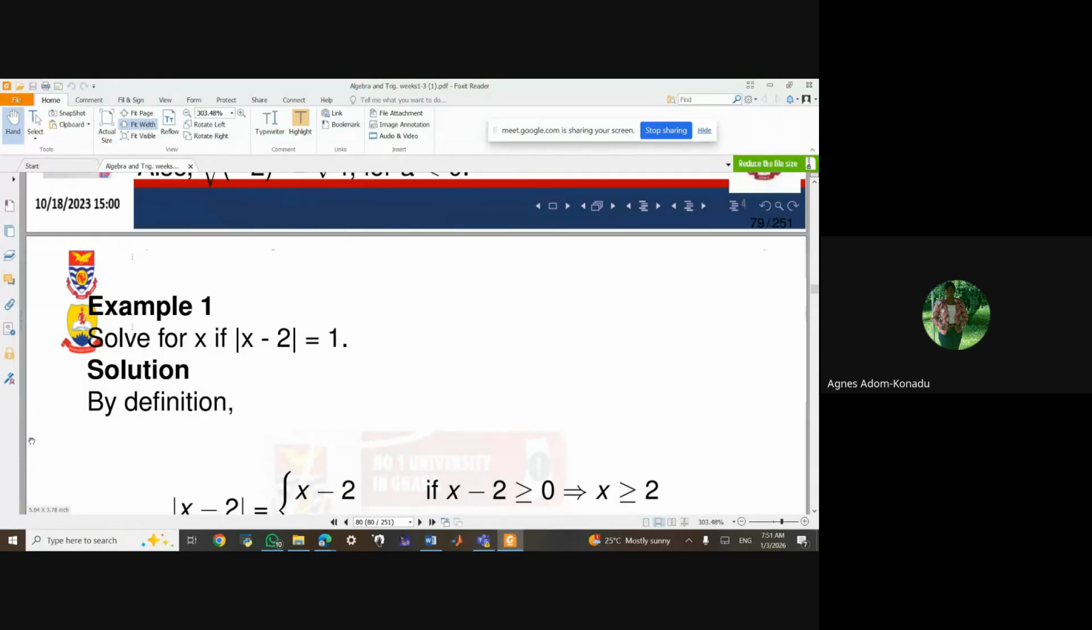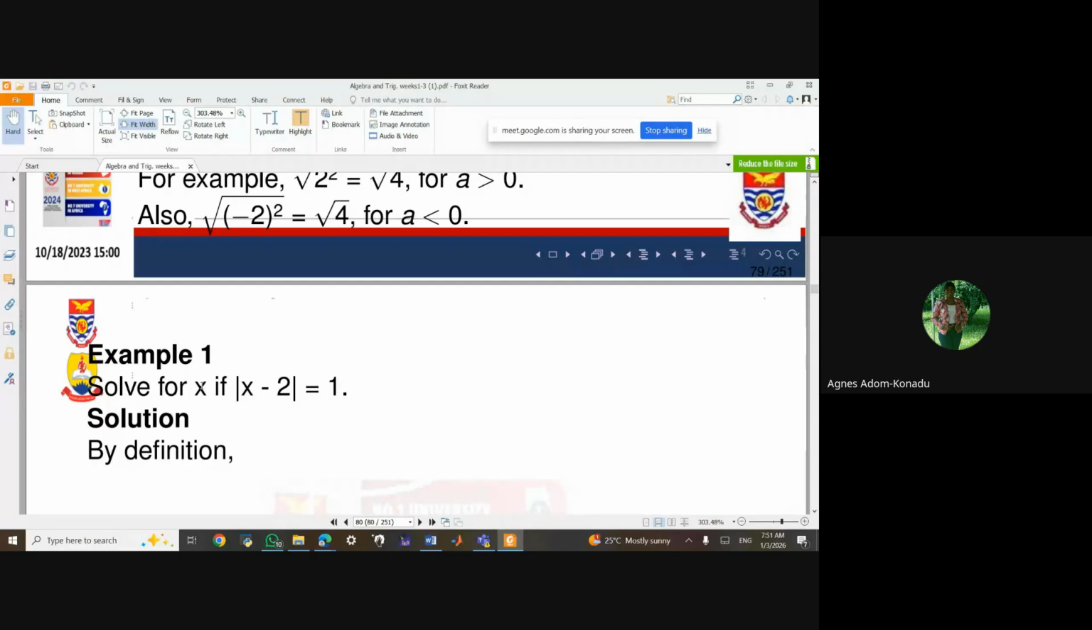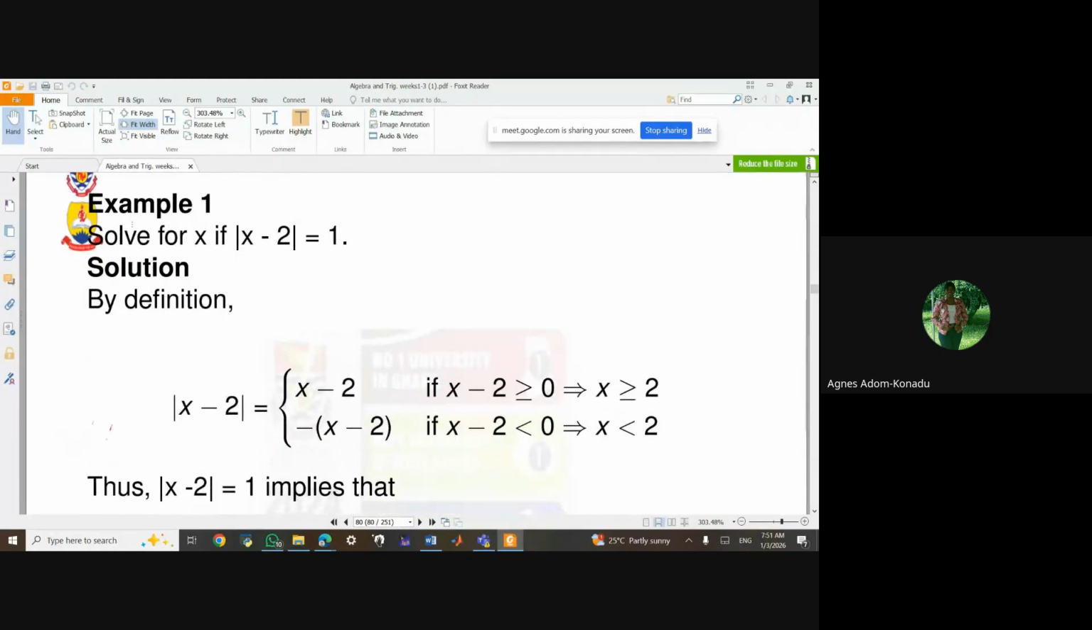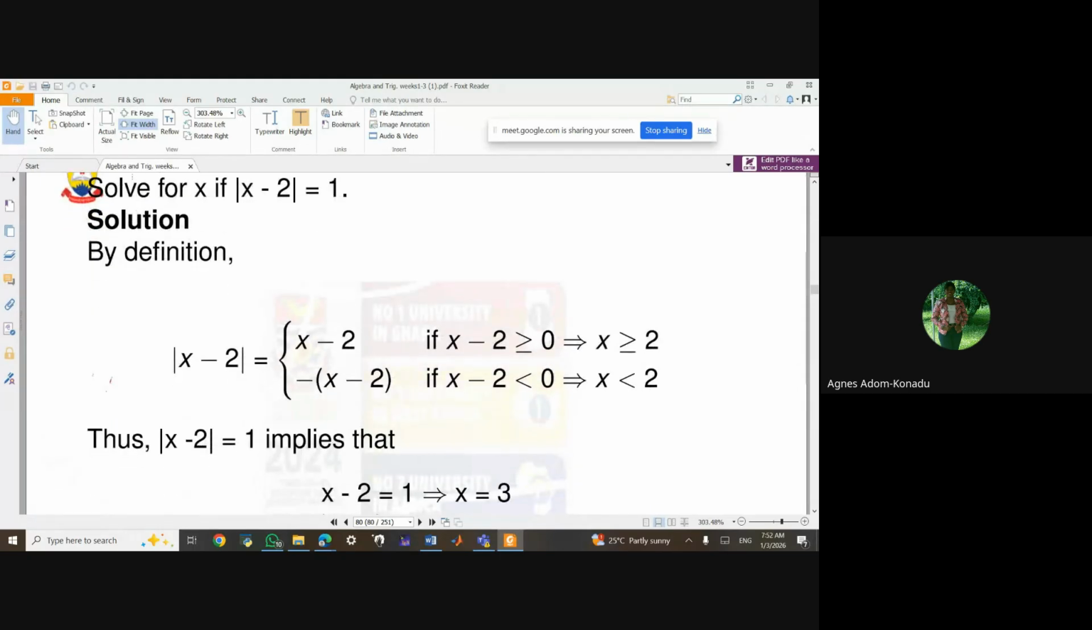So we are beginning with solutions. It says that we should solve for x if absolute of x minus 2 is equal to 1. So I want to solve this. I told you that the definition for this, absolute of x minus 2, is equal to x minus 2 on the positive side, if x minus 2 is greater or equal to 0. This implies that my x is greater or equal to 2. And then I have the negative side, which is negative into brackets, x minus 2. This means that my x minus 2 is less than 0. So it means that my x is less than 2.